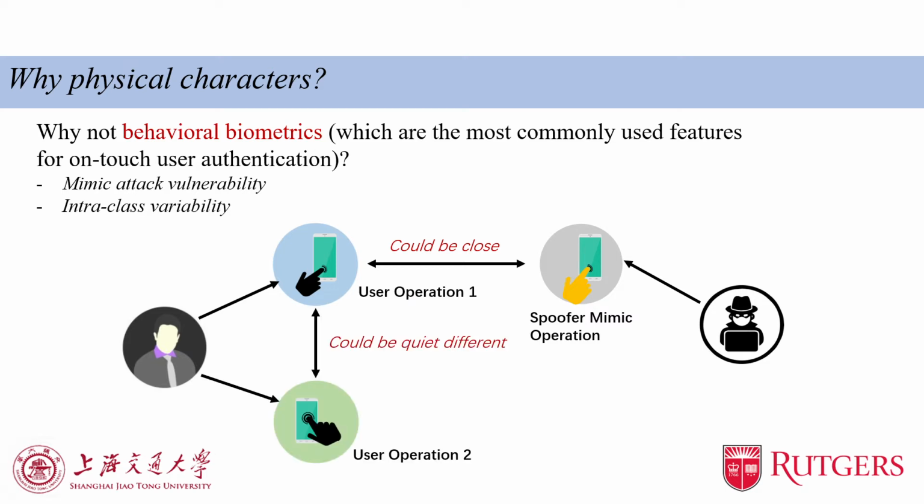Then let's combine these two drawbacks together. We can see the dilemma here. The authentication is either too strict for users to pass, or too easy for the spoofer to break. So a behavioral biometric-based authentication system could hardly be accurate and reliable at the same time. And that is the main reason why we do not apply it for on-touch user authentication.